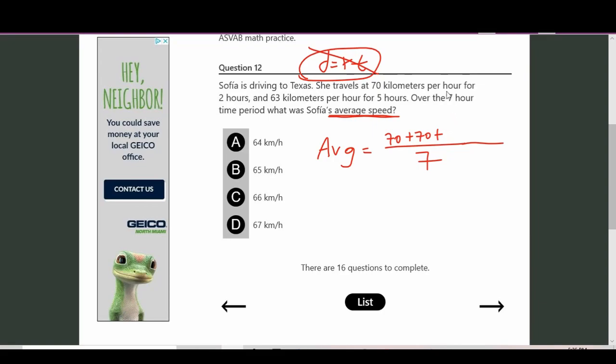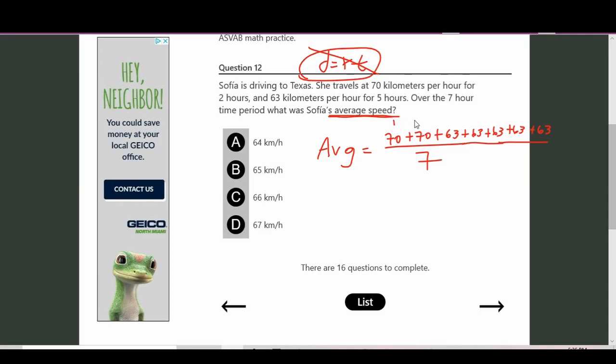And then for the remainder of the trip, she drove at 63 kilometers per hour, so that's going to be 63 plus 63 plus 63 plus 63 plus 63, 5 times. 1, 2, 3, 4, 5. Now it's just a matter of doing the math. Again, instead of using the distance formula, we're using the average formula to figure out what her average speed was.